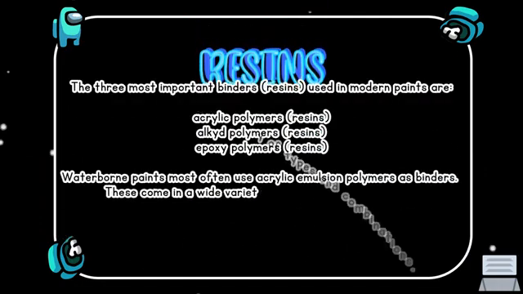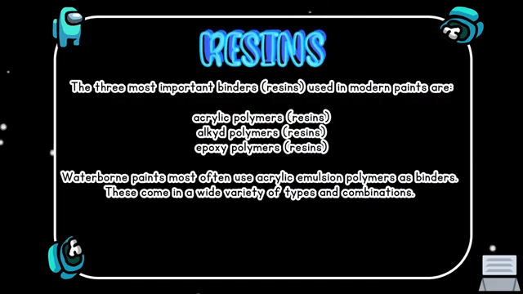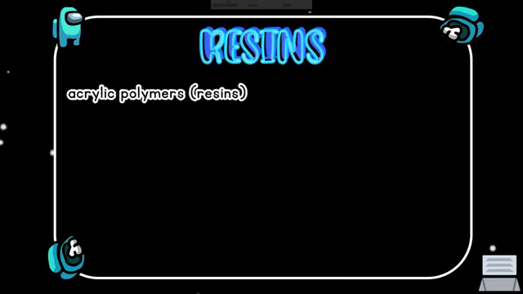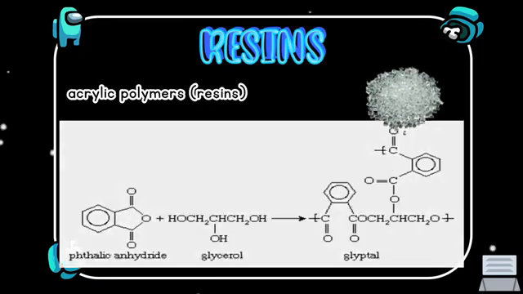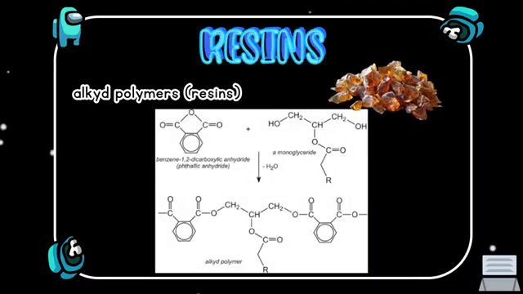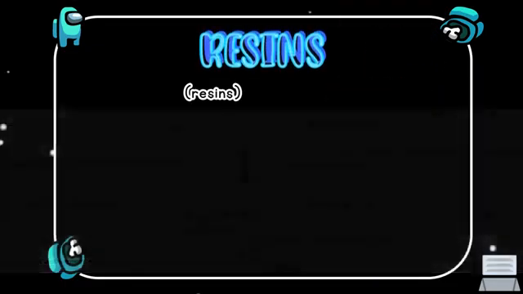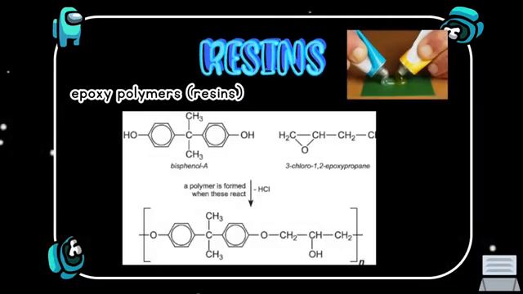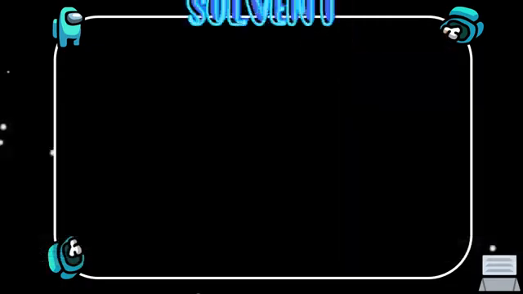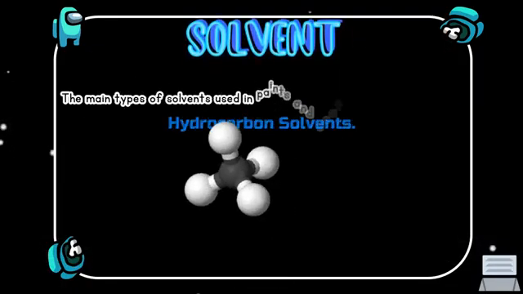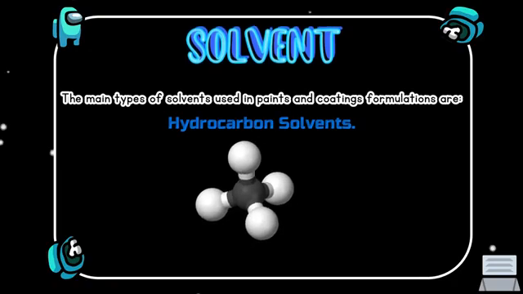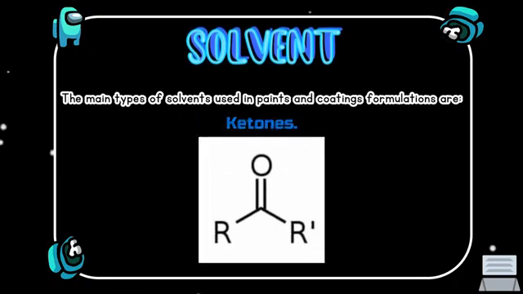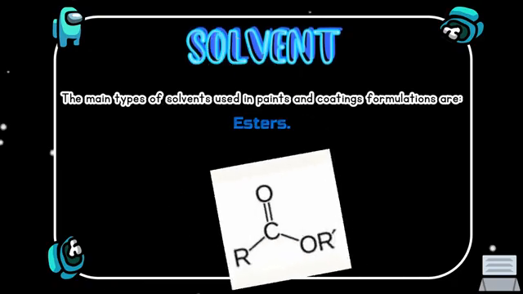Next, resin. The binder is to hold the pigment particles together and provide adhesion to the surface painted. Then, solvent. Solvent acts as a carrier for the pigments and resin. The solvent may be organic, such as mineral turps, or water.